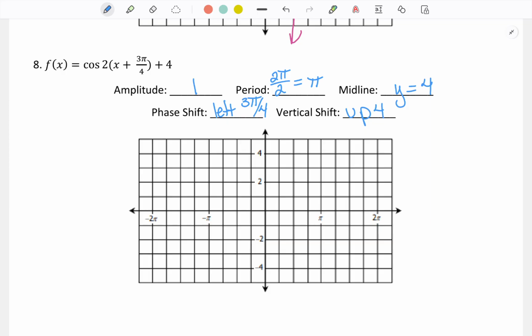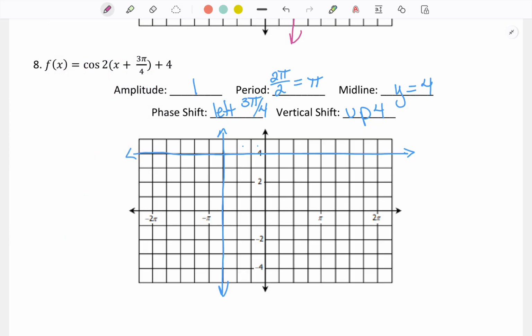So let's go ahead and draw in those axes. This is where it becomes really important. We're going up 4 units, so we have a line at y equals 4. And then we're going to go left 3 blocks. So 1, 2, 3. And we have that new vertical axis that is shifted to the left. So this is what we will use.